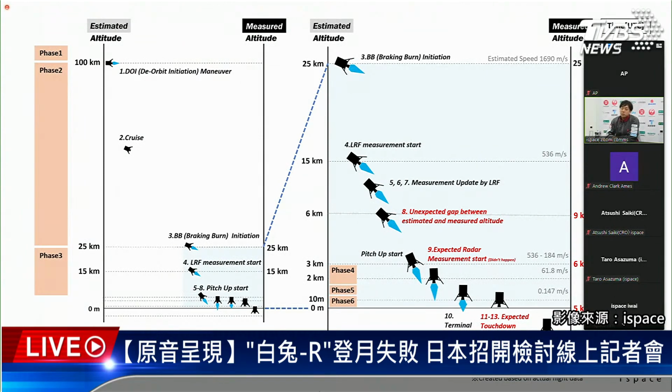Here the important point is the right-hand side figure at number 8. At that timing, we confirmed a huge gap between estimated altitude and measured altitude. Here the right-hand vertical axis is estimated altitude, and then the left-hand vertical axis is measured altitude. As you see, at number 8 timing, you can identify the 3 kilometer gap. Here, the question is why this gap happened. Then please move on to the next slide.